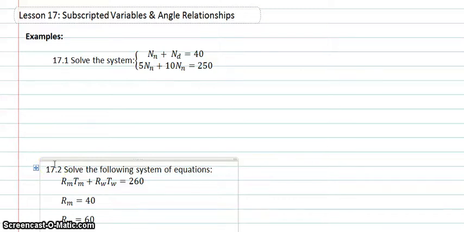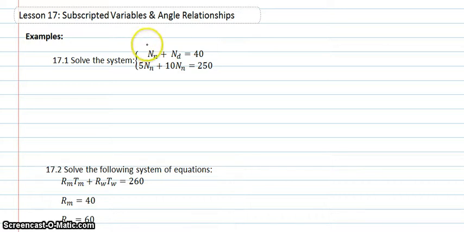In lesson 17, we're looking at subscripted variables and angle relationships. Our first example, we're going to solve a system of equations using subscripted variables, but we've already been solving systems of equations, so this is just using a different form of variable. We could use substitution or elimination. You can choose whichever one you want. I'm going to use elimination.